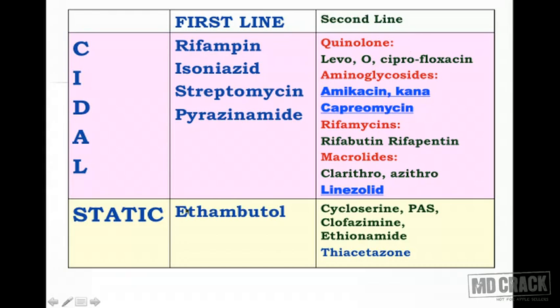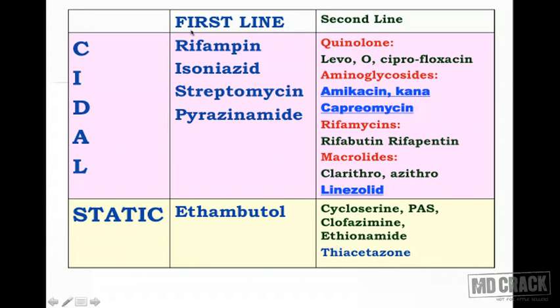The second line static drugs, we have cycloserine, we have para-aminosalicylic acid, that's PAS. We have clofazimine. Clofazimine is an anti-leprosy agent which is useful in tuberculosis. Then there is ethionamide, which also is used in leprosy and in tuberculosis. And the last one in blue letters is thiacetazone. Thiacetazone is used in many countries as a second line static agent. So that's about the first line and second line.